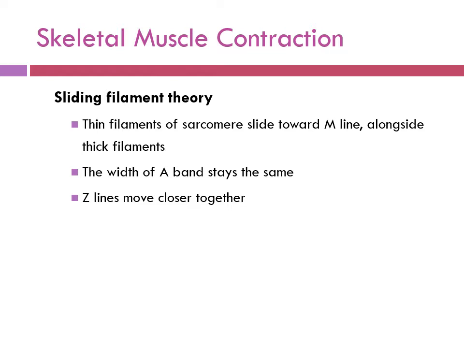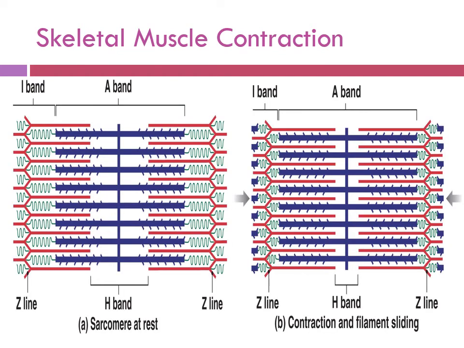So this whole cycle is called the sliding filament theory. The sliding filament theory is that the thin filaments of actin are going to get pulled by the myosin heads, and they're going to slide toward the M line along the thick filament. The width of the A band stays the same because the myosin length does not change. The Z lines, however, move closer together as the actin is being pulled in and the titin is going to get compressed. So here's our picture.